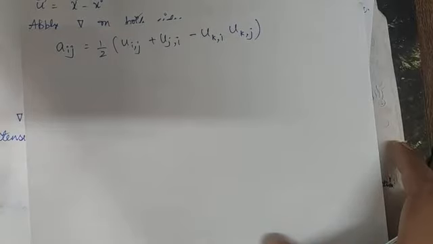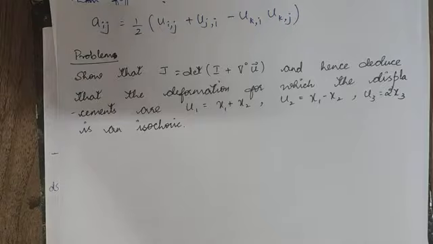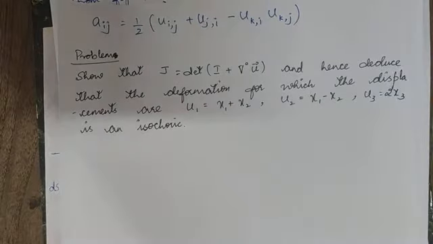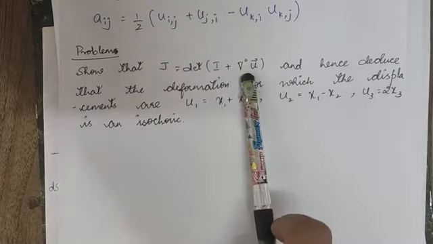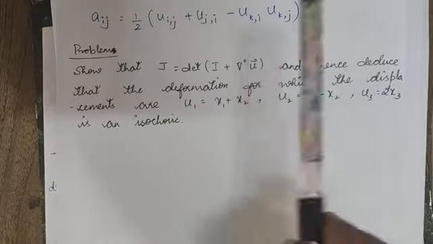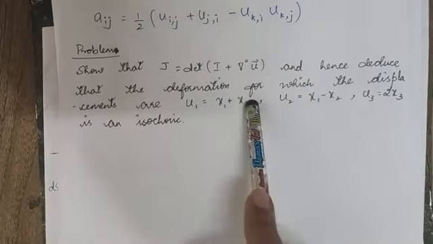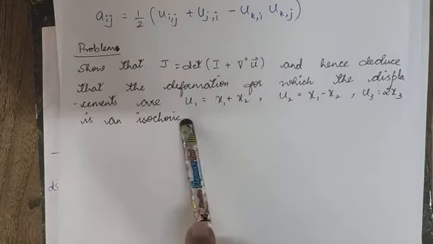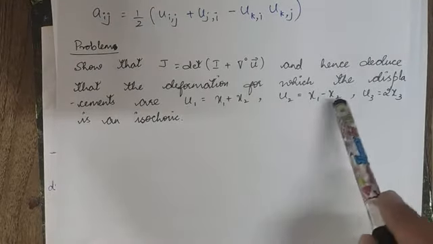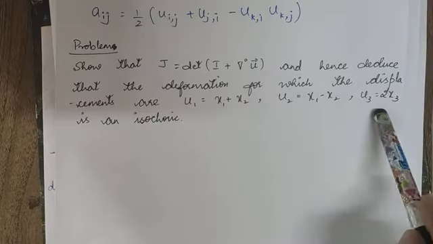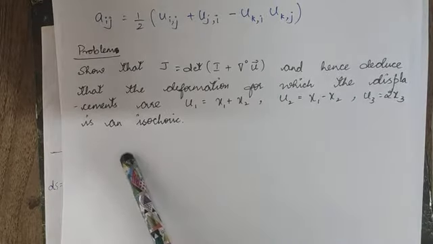Okay, let's get into that. Here is the statement of the problem. Show that J is equal to determinant of I plus del naught U, and hence deduce that the deformation for which the displacements are U1 is equal to x1 plus x2, U2 is equal to x1 minus x2, and U3 is equal to 2x3 is isochoric.